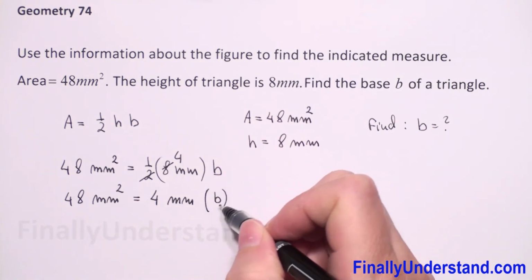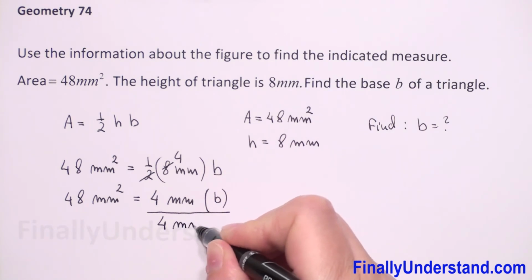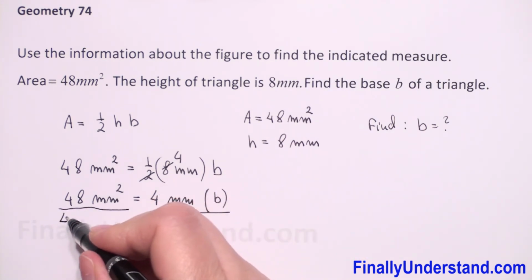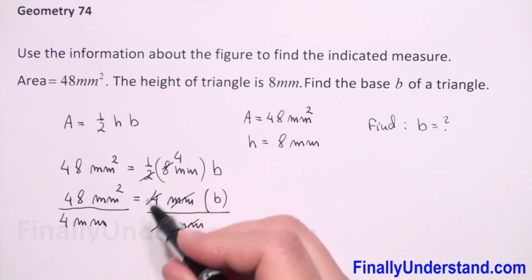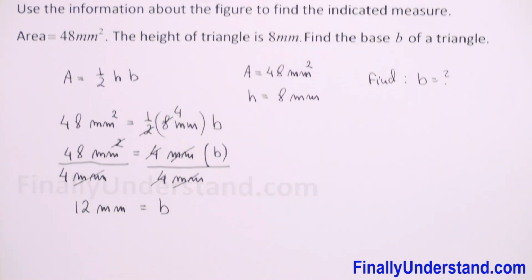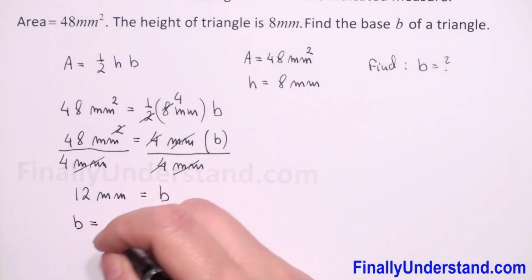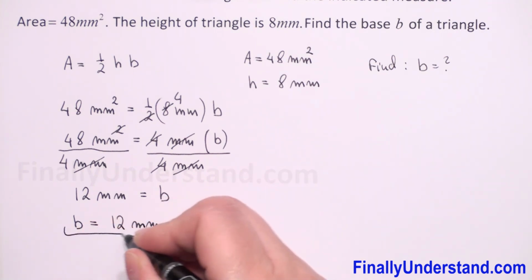Now we have the unknown B, so we will divide both sides by 4 millimeters. We can reduce 4 and 4 millimeters, with the square. 48 divided by 4 is 12 millimeters. This is equal to our B. So we can rewrite that the base of our triangle is 12 millimeters. This is my solution.